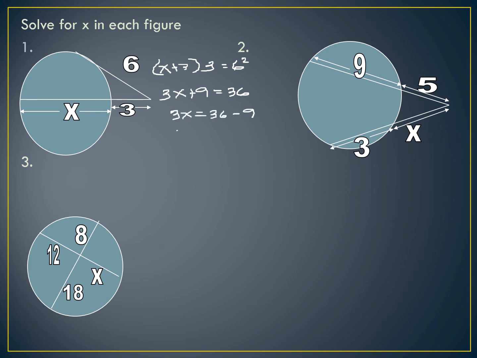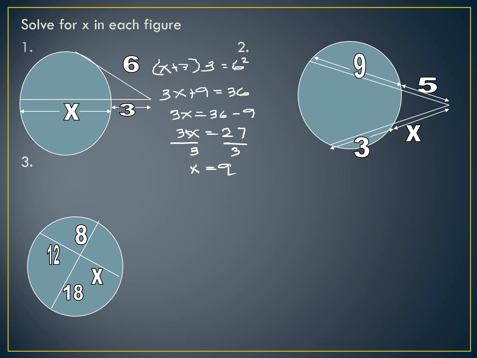And 36 minus 9, that is equal to 27. Then divide both sides by 3. So x will be equal to 9. So to check for that, kung 9 to, 9 plus 3, that is 12. So 12 times 3 is 36. Same with 6 squared, which is 36.